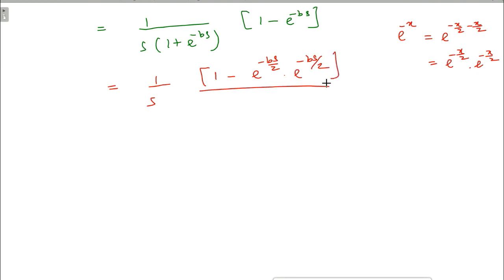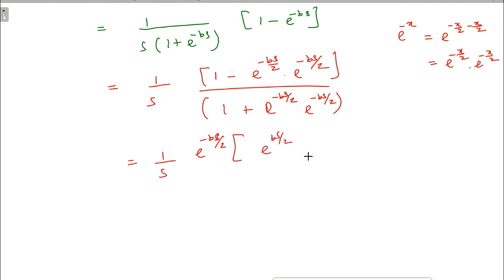Similarly, in the denominator I am going to rewrite 1 plus e power minus bs divided by 2 into e power minus bs divided by 2. In the numerator as well as the denominator, I am going to take e power minus bs divided by 2 as a common term. If you take e power minus bs divided by 2 as a common term, you may get e power bs divided by 2 minus e power minus bs divided by 2.